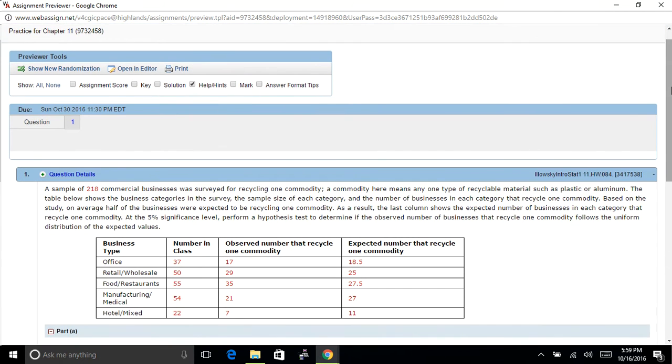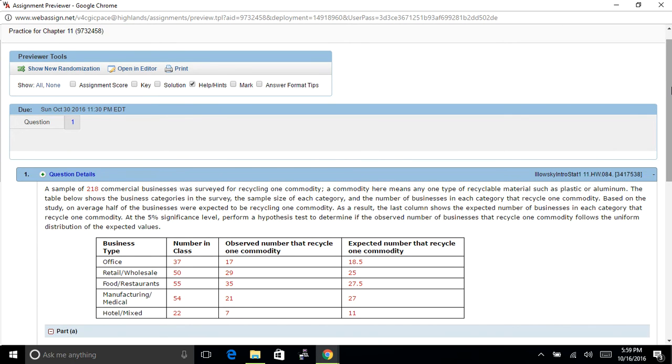So the big thing about chi-squared is you're dealing with categories. So please remember when you're dealing with categories, you're dealing with qualitative data. And that's data that's been put in categories. So as you can see on the screen right now, I have an example of stuff that's been in categories. So let's go ahead and work through this.